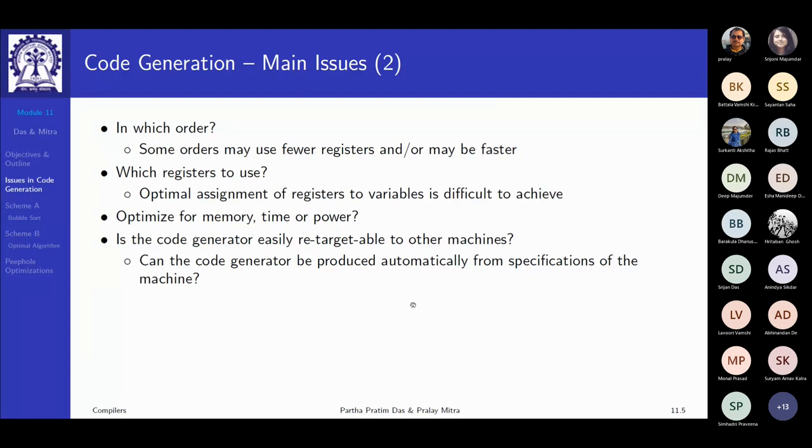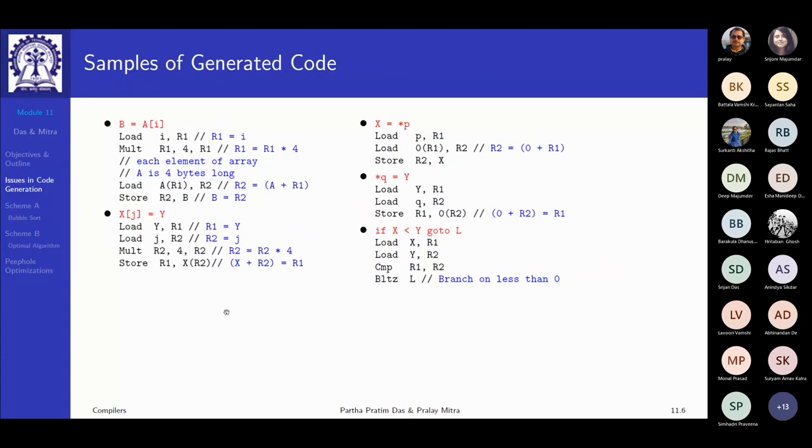The specification of the machine is the available registers, addressing modes, the instructions, their costs, and if there are constraints on certain register use and so on. So if we can describe that specification in a certain form and let the code generator use that specification as an additional input, besides the quads, the control flow graph and the symbol table, then we should be able to automatically generate the code generator. Right? So those are the basic issues.